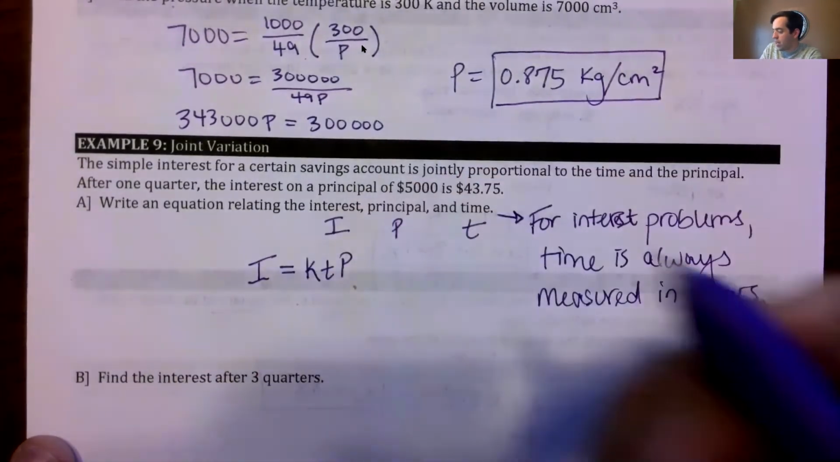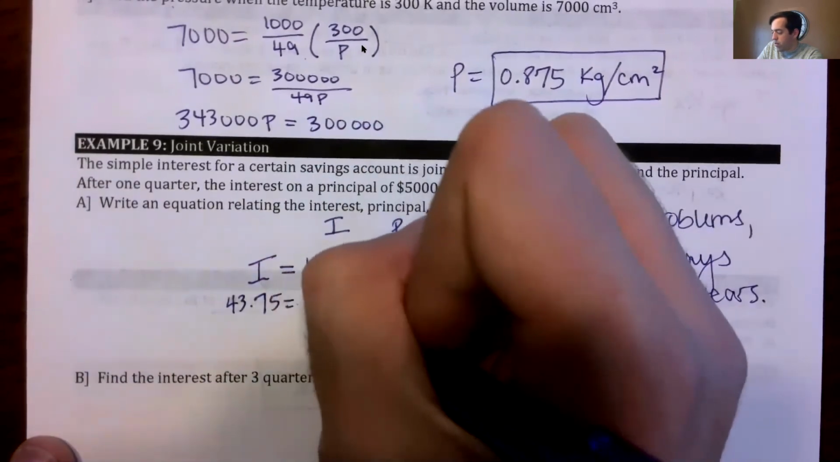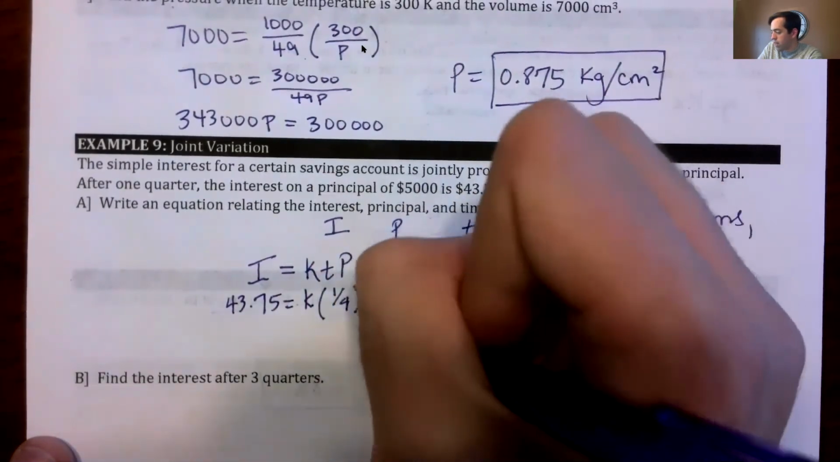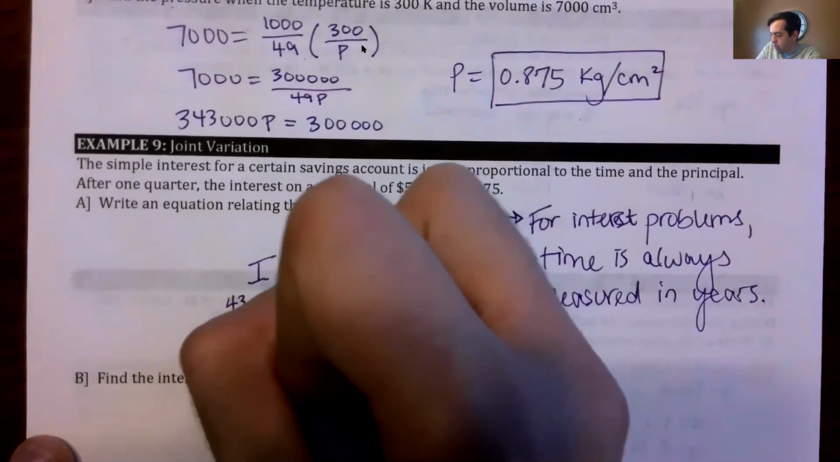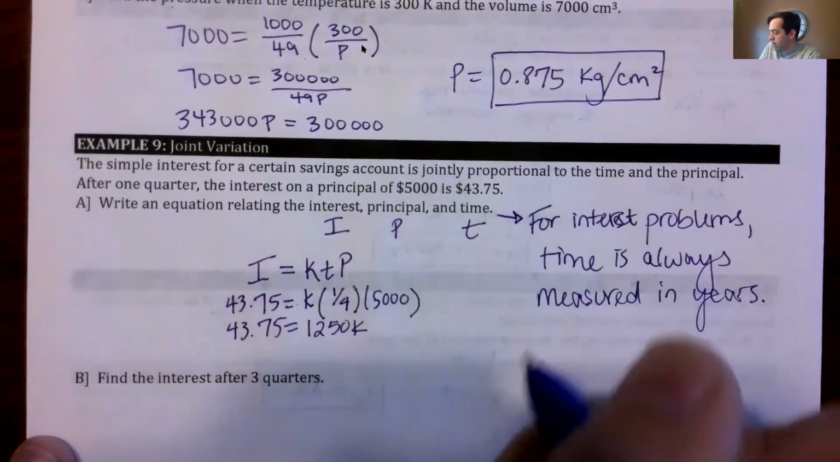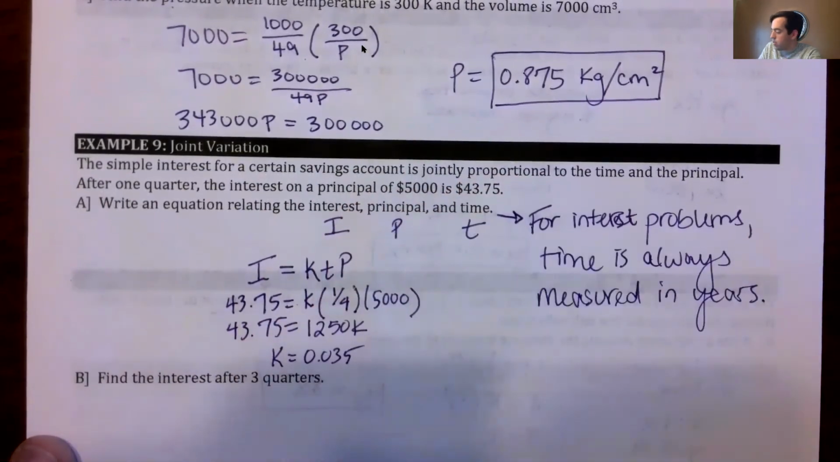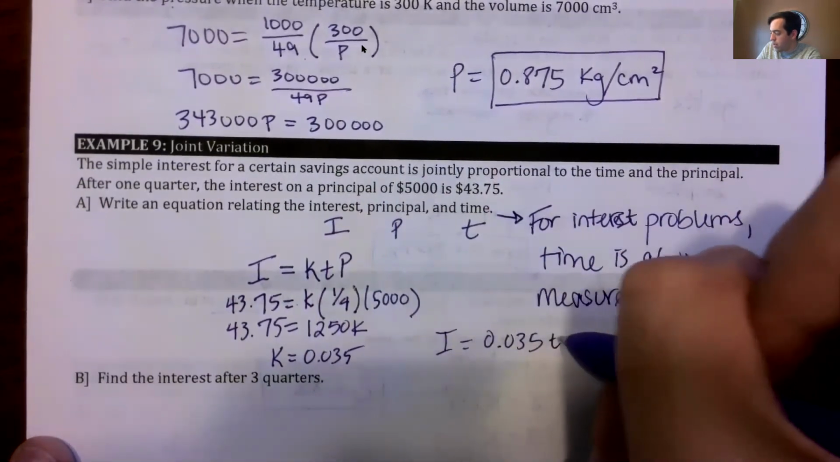So our I is 43.75. K is what we don't know. The T is 1/4. And the P, the principal, is 5,000. That's all given in the second sentence up here. And now we're going to solve for K. I have 43.75 equals 1,250K. Divide by 1,250, and we get K equals 0.035. So our final answer is I equals 0.035 TP.